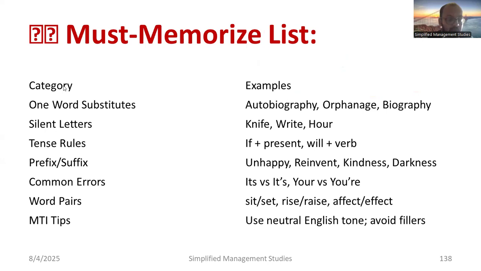Category and example: one column is category, the other is example. One word substitute: autobiography, orphanage, then biography. Then silent letters: knife, right, hour. Then tense rules: if plus present, then will plus verb. Those tense rules you have to remember. Prefix and suffix: unhappy, reinvent, kindness, darkness. You can see NESS is last, and here UN is at the beginning. That is a suffix, and the other one is a prefix.